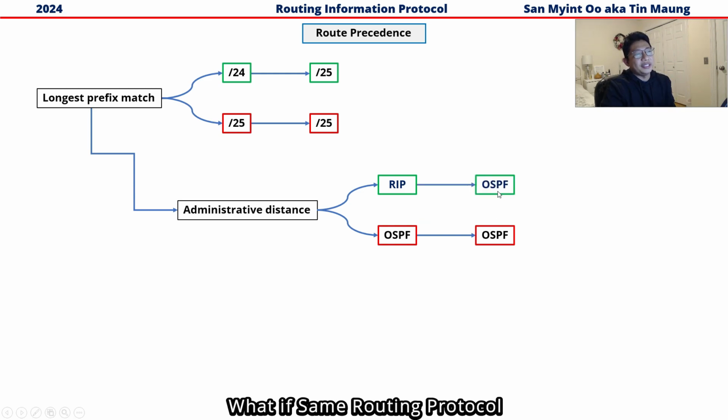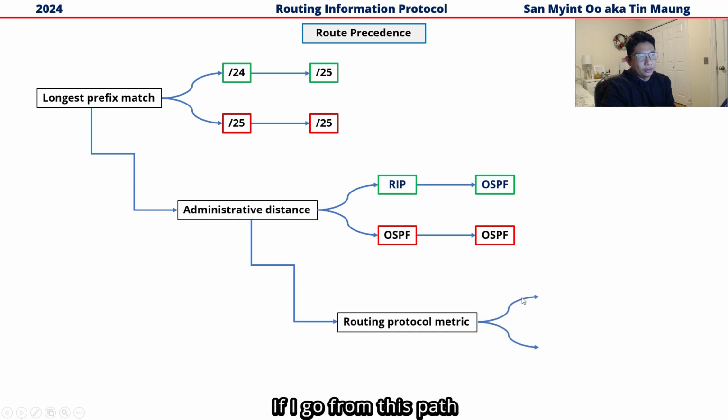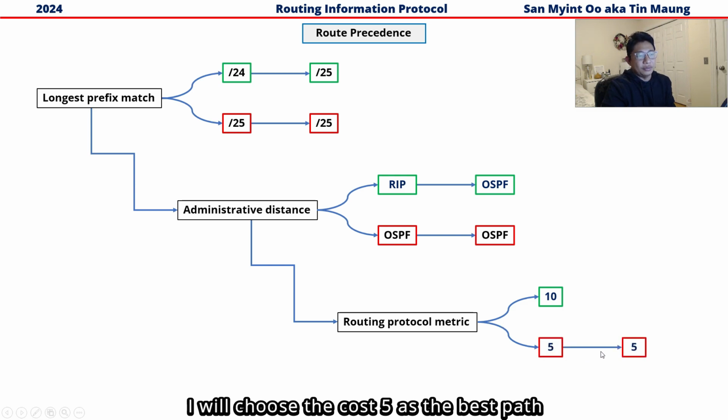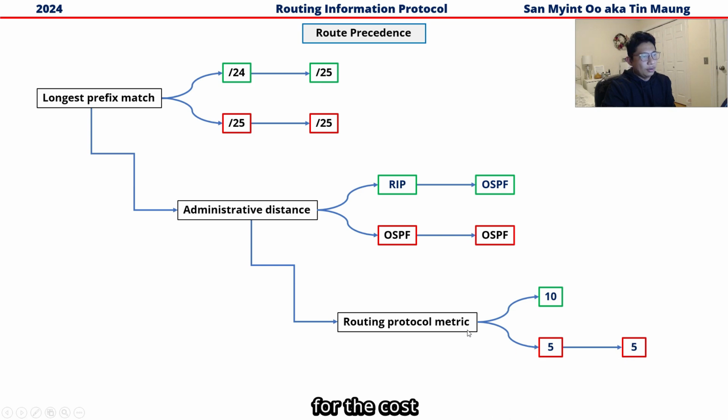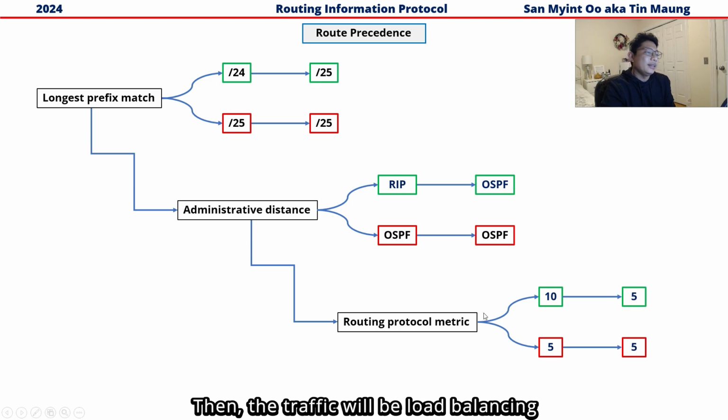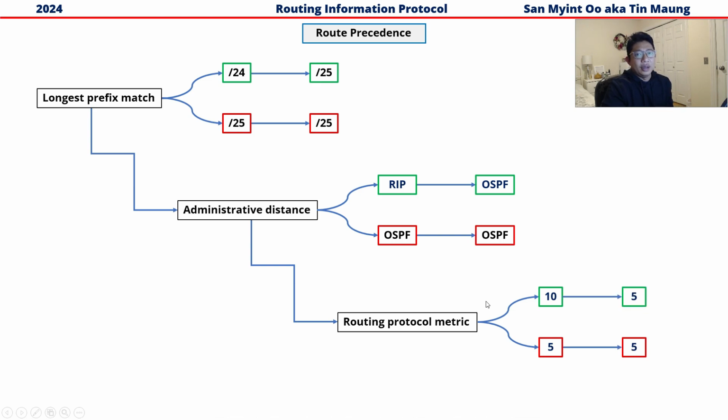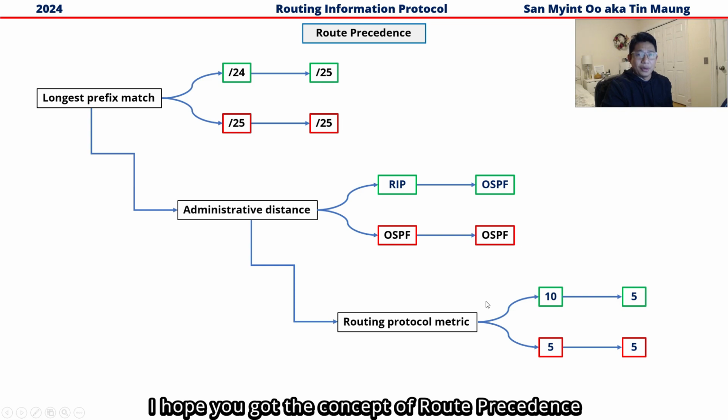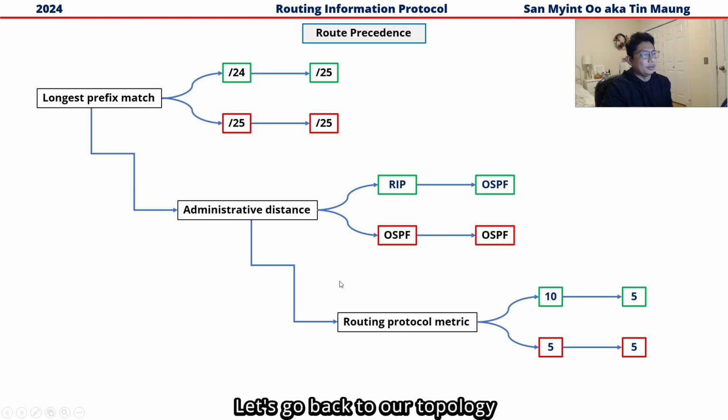What if it is the same routing protocol? Then we will compare the cost. If I go from this path, the cost is 10. From this path, the cost is 5. I will choose the cost of 5 as the best path. For the cost, the lowest cost is the best path. What if the cost is the same? Then the traffic will be load balanced. I hope you got the concept of route precedence. Let's go back to our topology.